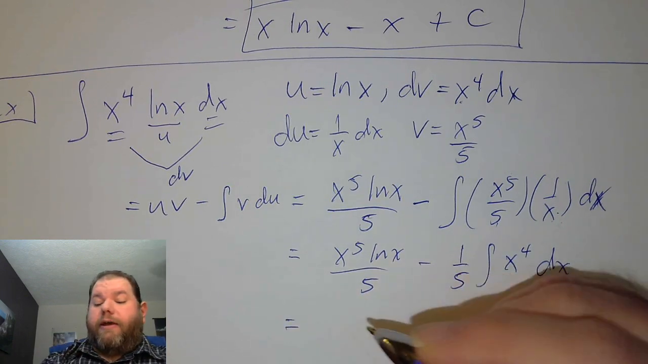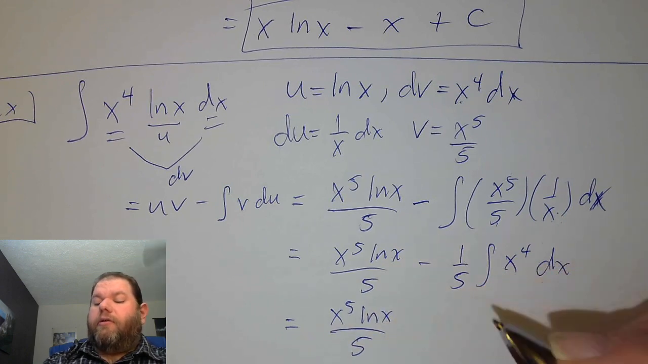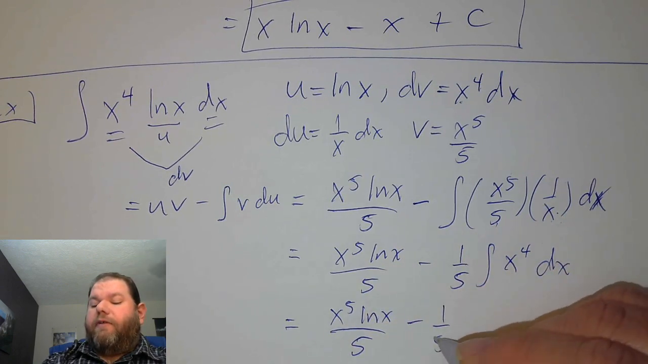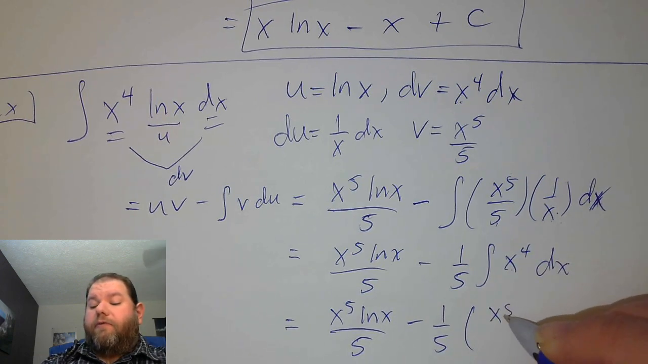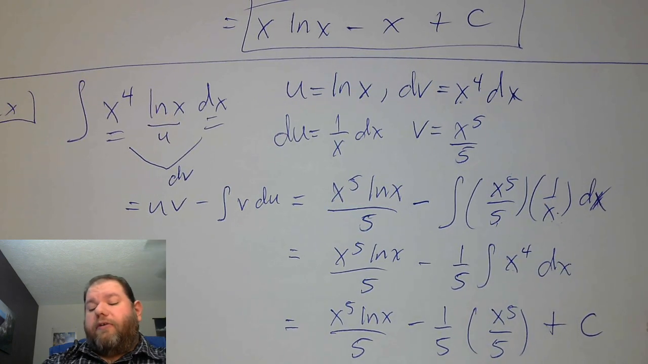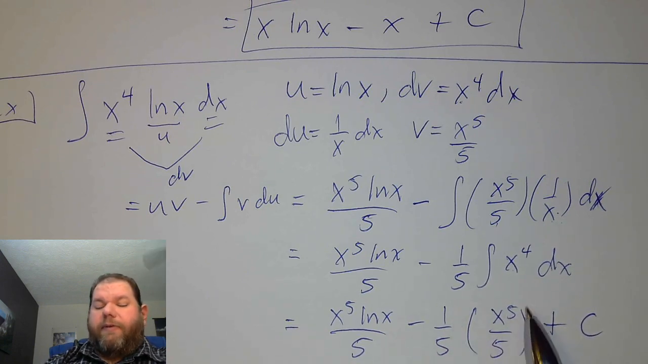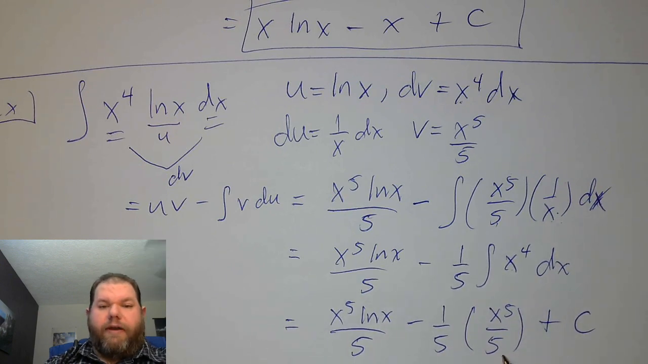So we can go ahead and do that. So that is minus 1/5 times, and the integral of x to the 4th would be x to the 5th over 5 again. Then we have plus c still. So that's our constant of integration. That takes care of both parts, technically. The last thing we need to do here to simplify is just combine our terms. So 1/5 times x to the 5th over 5 will be x to the 5th over 25, basically.